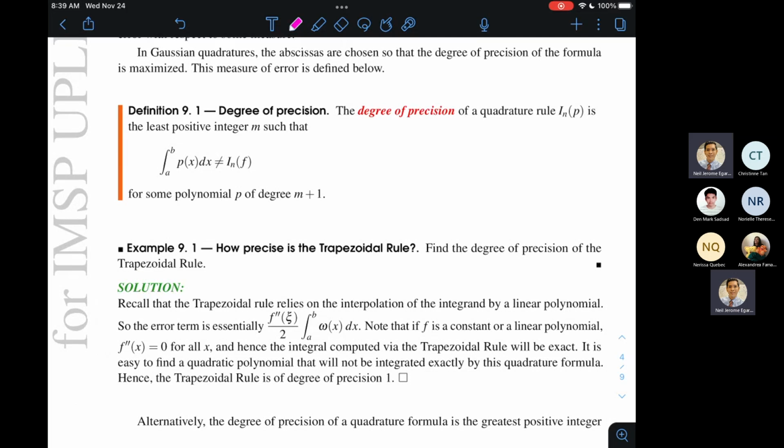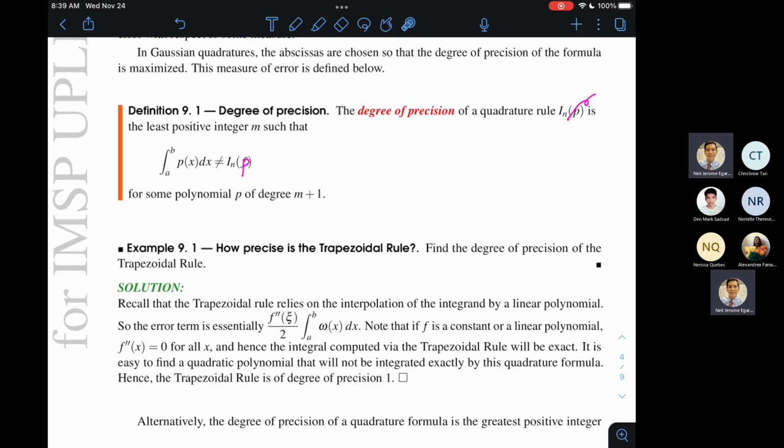So let me just make a couple of corrections here. And this should be p. Okay, so there you go. Definition 9.1, it defines the degree of precision. It says the degree of precision of a quadrature rule I sub n is the least positive integer m such that the integral of p of x dx from a to b is not equal to I sub n of p for some polynomial p of degree m plus 1.